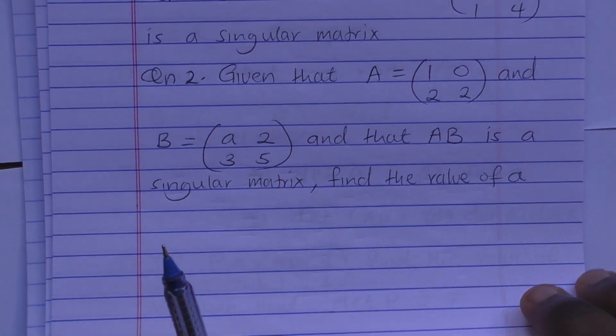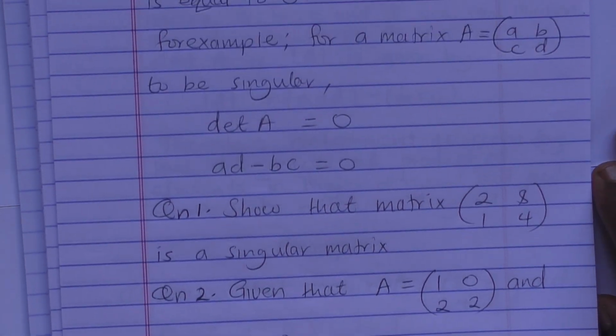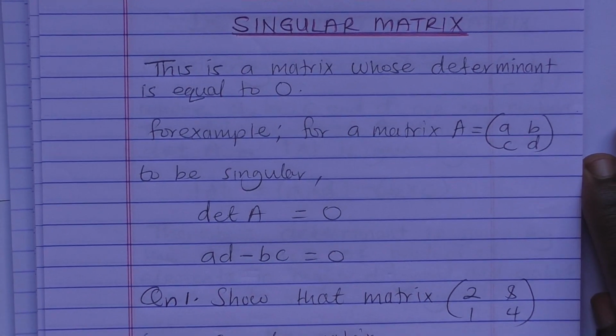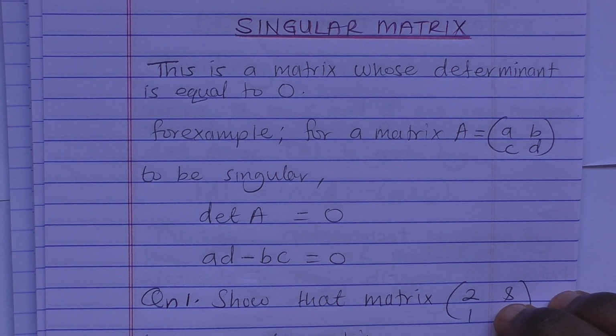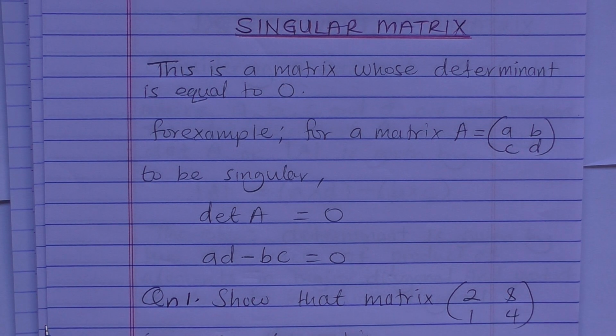Next is what we call a singular matrix. A singular matrix is a matrix whose determinant is equal to 0.